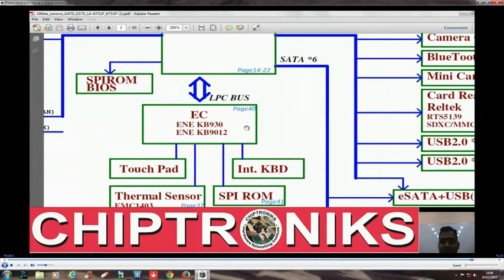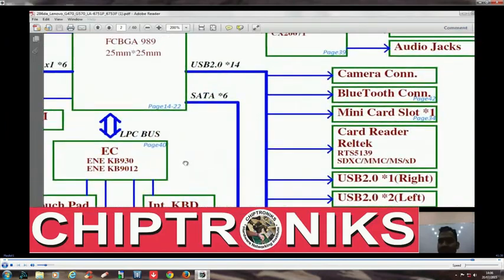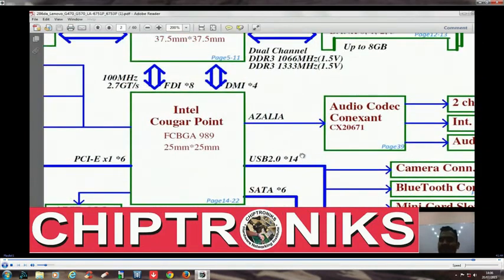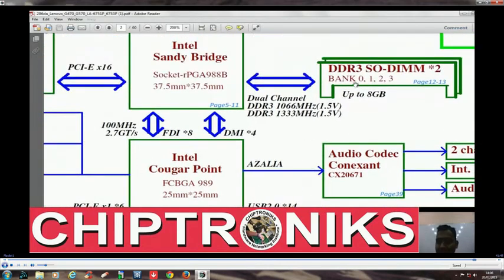LPC, low pin count bus between PCH and EC. This is the same as we found in the dual core board. Azalia, Azalia means IHDA, Intel High Definition Audio. Alright, and this is bank 0, 1, 2, 3.